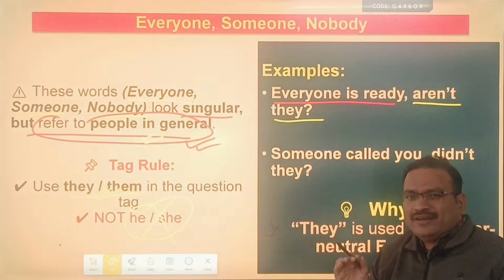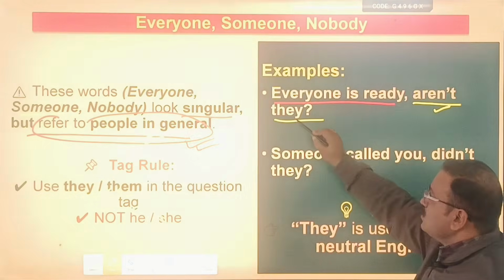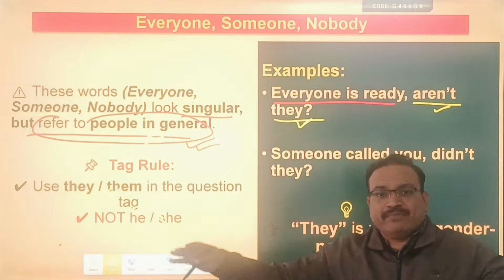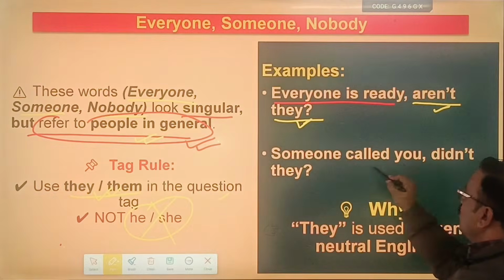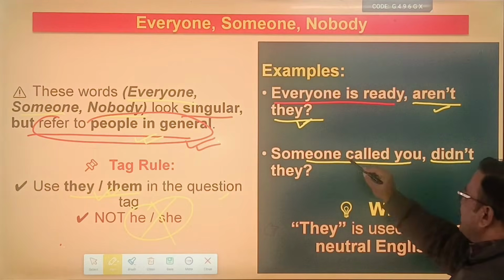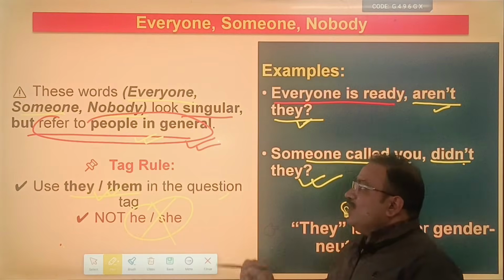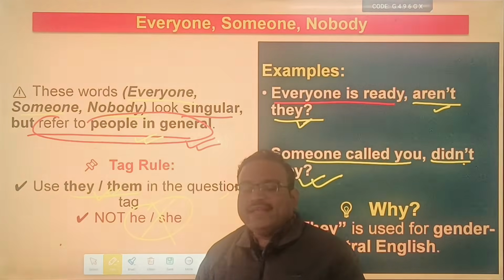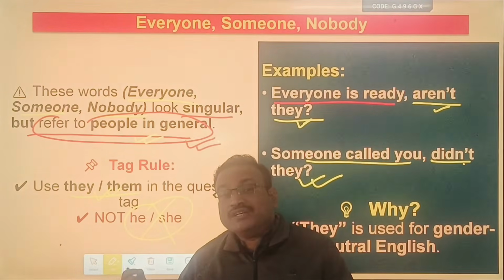Everyone is ready, aren't they? This looks to be a little different, confusing, but you have to keep in mind everyone is ready. Why aren't? Because we are using they. And why they? Because when we say everyone, we say about everybody in general, all in general. Someone called you, didn't they? Why didn't? Because simple past, didn't they. So when the sentence has everyone, someone, or nobody, then the question tag will have what? They, not he or she.